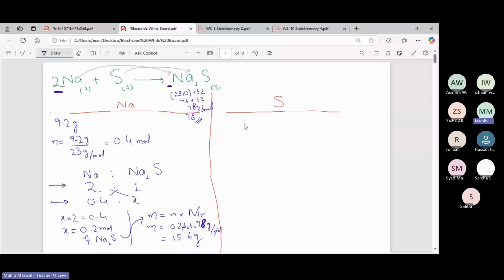That one, the mass of sulfur was 8. So first of all, we are going to calculate number of moles, right? And the molar mass of sulfur is 32. So what will be the answer, please?